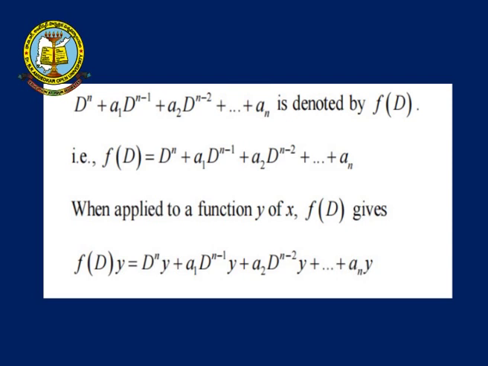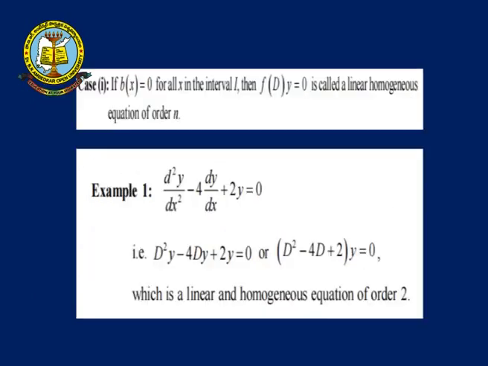So the left side term, the total expression, is called the operator function, that is f of D equal to D to the power n plus a1 into D to the power n minus 1 plus a2 into D to the power n minus 2 plus and so on plus an. This is f of D into y, the representation of the left side term of a homogeneous linear differential equation. Now this is the case of b of x equal to 0, called a homogeneous linear differential equation. In our syllabus today we are discussing the homogeneous linear differential equation.